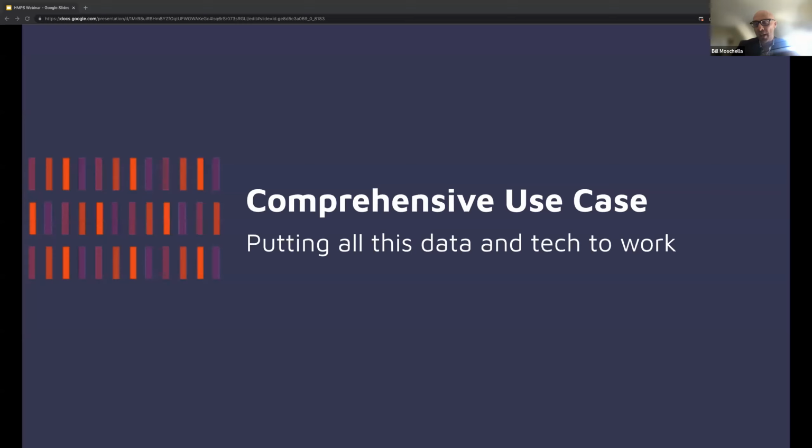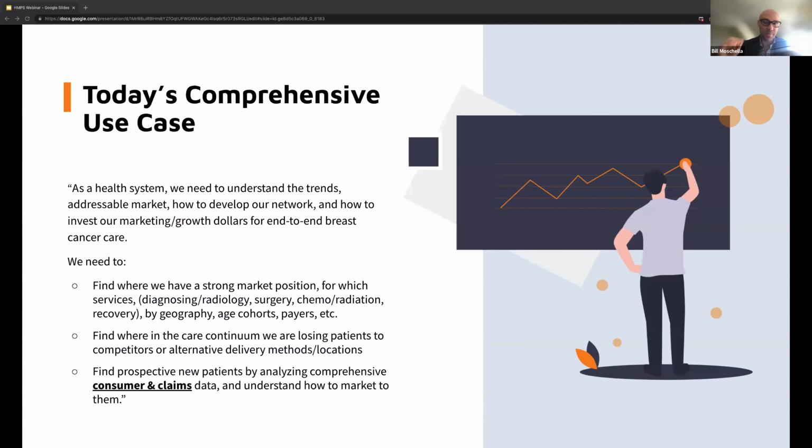So let's apply a real world use case to this and look at how we put this data to work. I'm going to read this verbatim. We had discussions about this at Populi, and I think what we're trying to capture is something that's not so granular, but high level enough that one could say, whether you're in business development, strategic planning, pop health, or digital marketing and outreach, that you have some part in this use case, regardless of what the service line is.